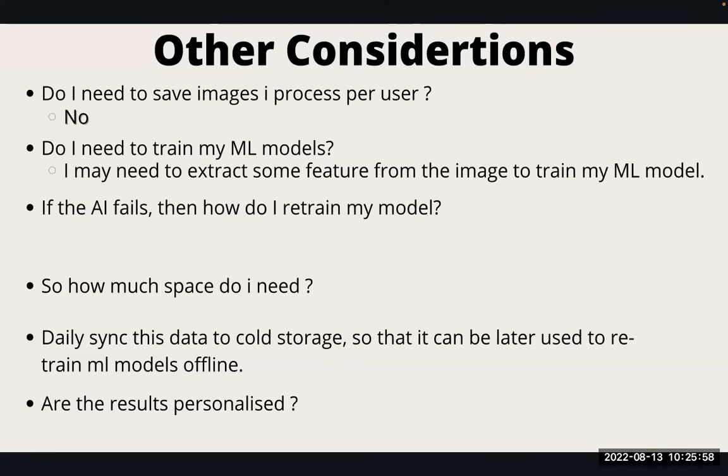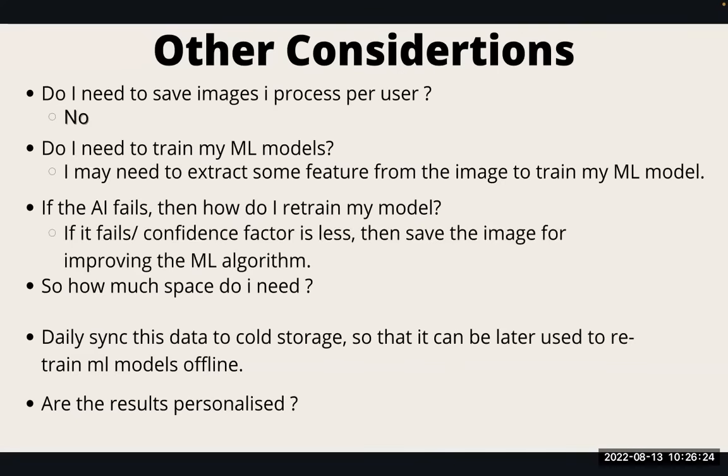Second is if the AI fails, which will happen. Let's say we saw in the product demo, a dog curled up can be confused with a bagel, and that's where machine learning fails, because it is not a deterministic algorithm. It is always a prediction with some confidence factor. So what if your AI fails? Then how do I retrain my model, right? If it fails, which means the confidence factor of the result is low, then definitely you should save that image so that you can retrain your ML algorithm to fine tune it.